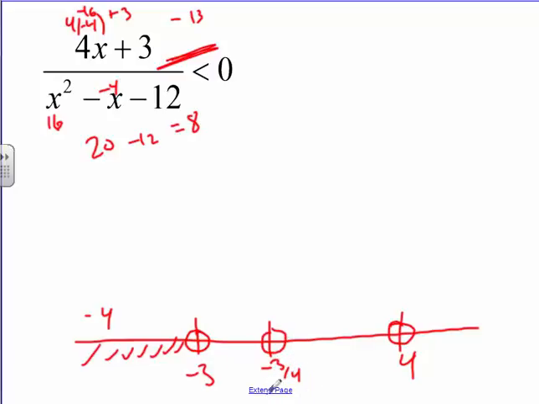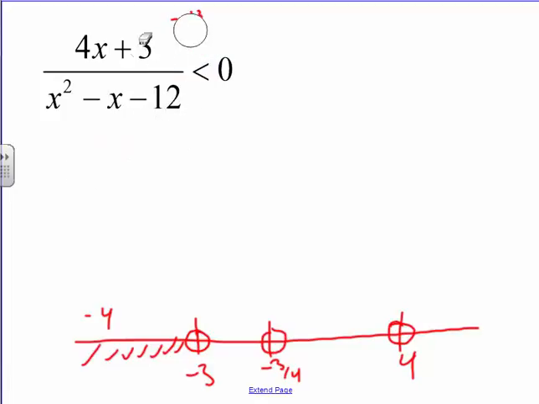Then I need to pick a number between negative 3 and negative 3/4. I'll go with negative 2, I guess. You can go with negative 1. I don't really care what number you pick. You just need to test one.